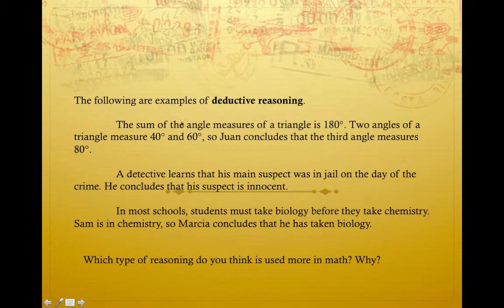With this one, here's a fact about every triangle, and then Juan applies it to his specific triangle. This one, the detective takes the fact that the guy was in jail on that day and goes down to assuming he didn't do a single other thing on that day. In this one, we start with the thing about most schools, most students, and reduce it to a question about Sam, one person.